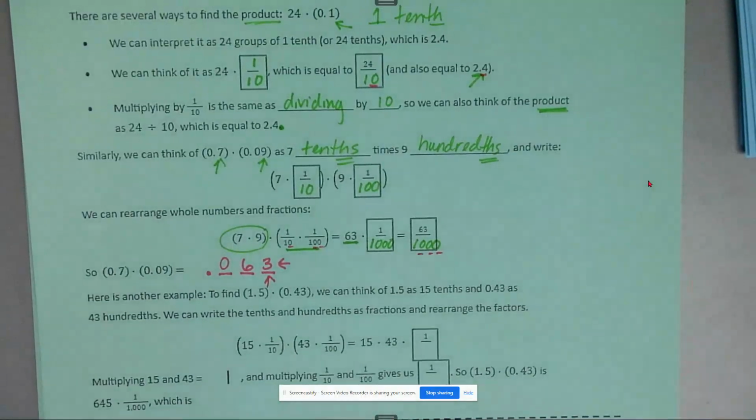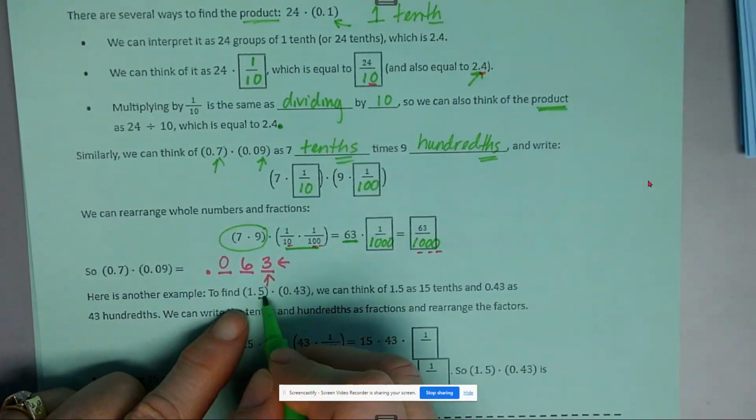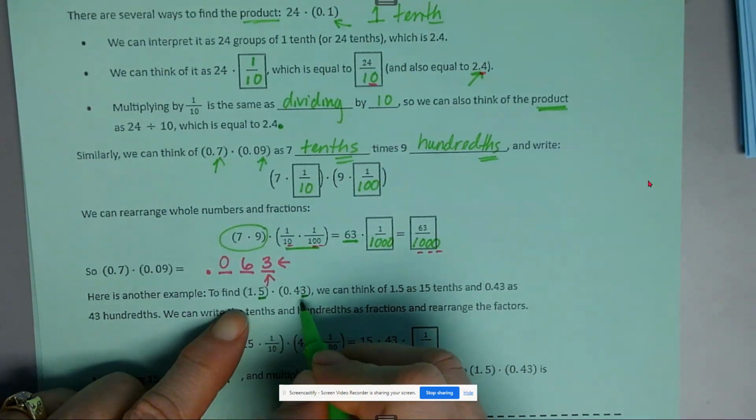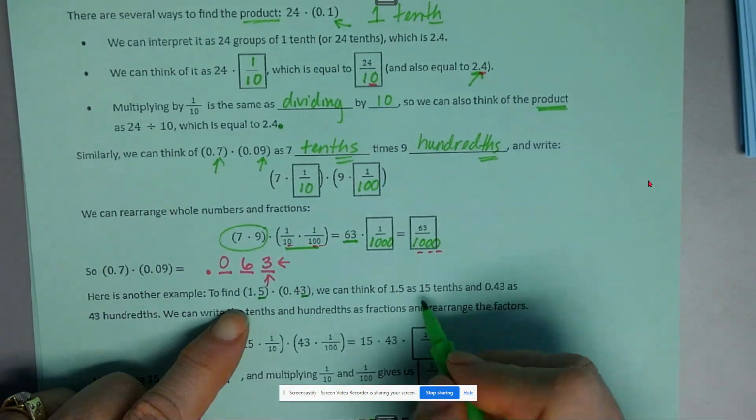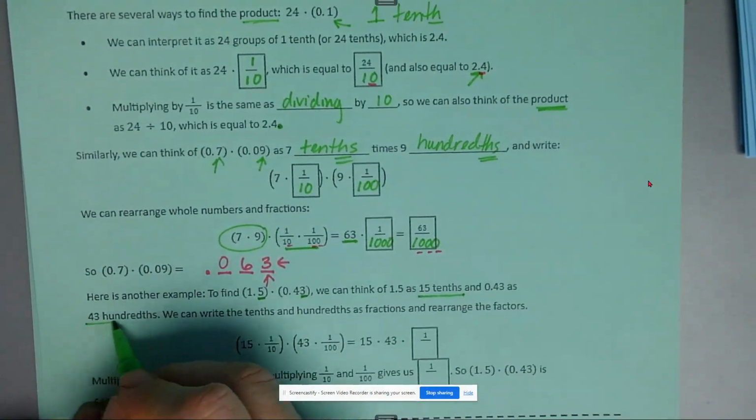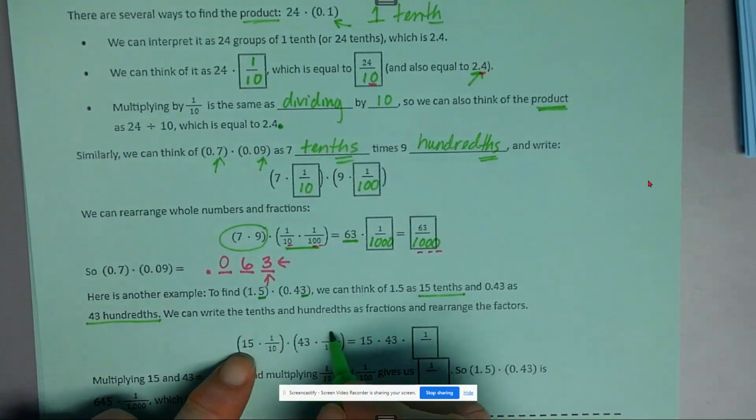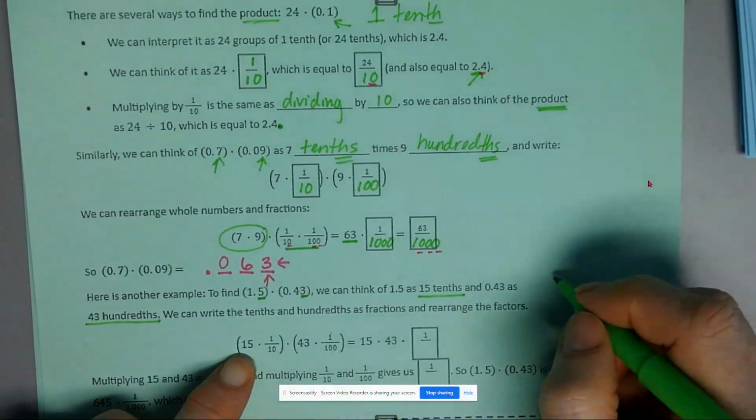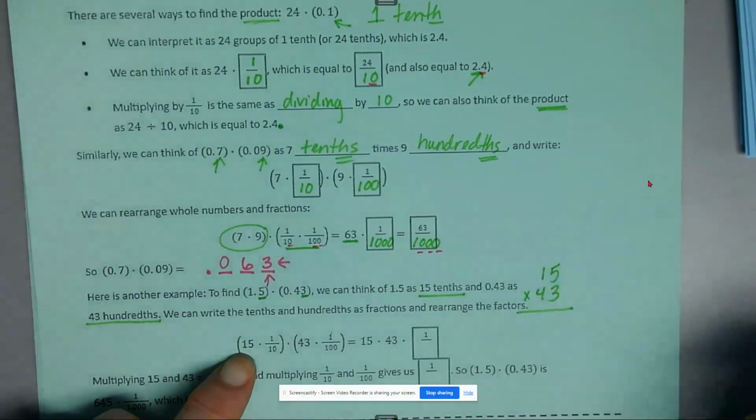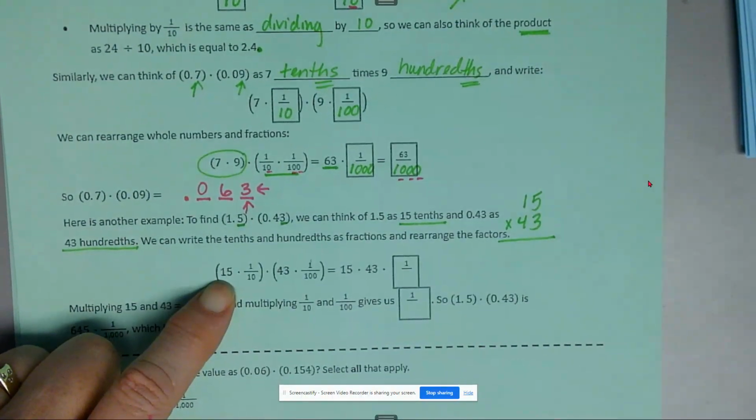All right, on the next one. This number says 1 and 5 tenths, or 15 tenths. This number says 43 hundredths, so 15 tenths and 43 hundredths. So 15 times 1/10, 43 times 1/100. Let's do some side math. 15 times 43. You can stack it. You can do partial product. You can do area model.